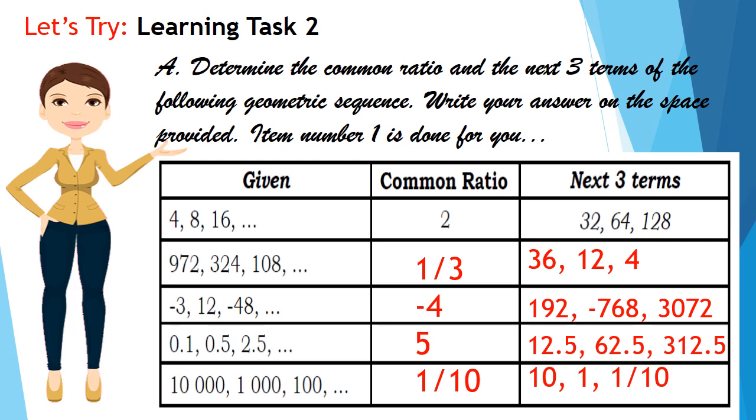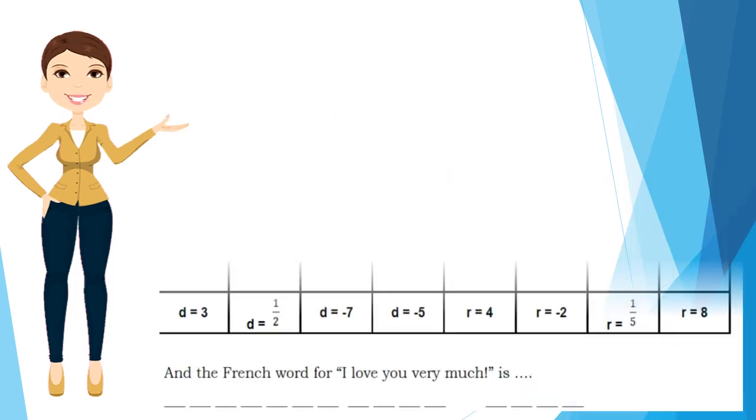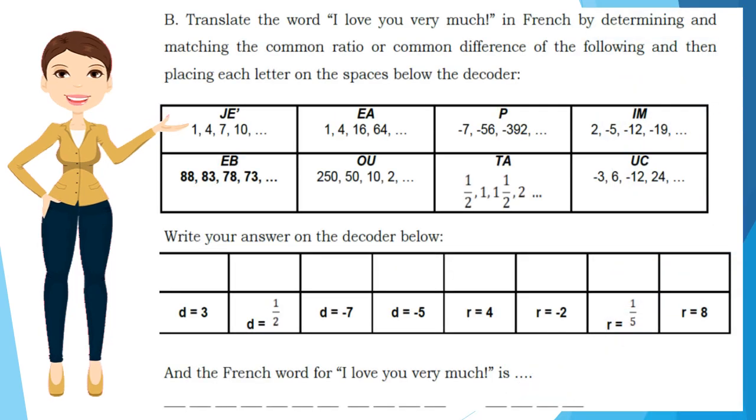If you are through, then you're going to task B. In this case, you're going to translate the words I love you very much in French by determining and matching the common ratio or common difference of the following and then placing each letter in the spaces below the decoder. So, again, you are going to show your complete solution to earn the corresponding points.